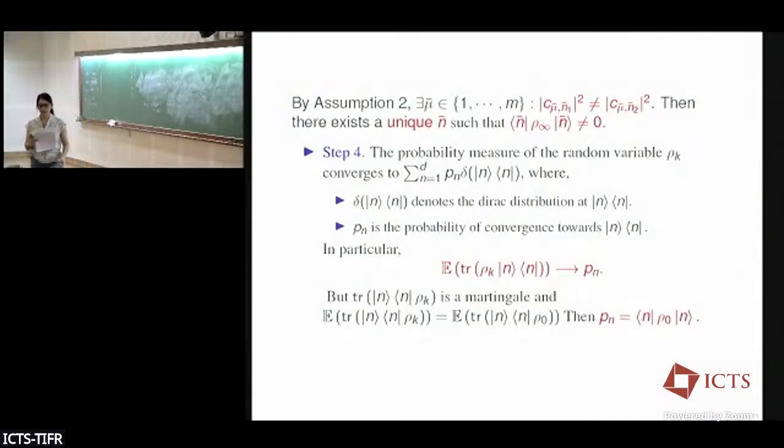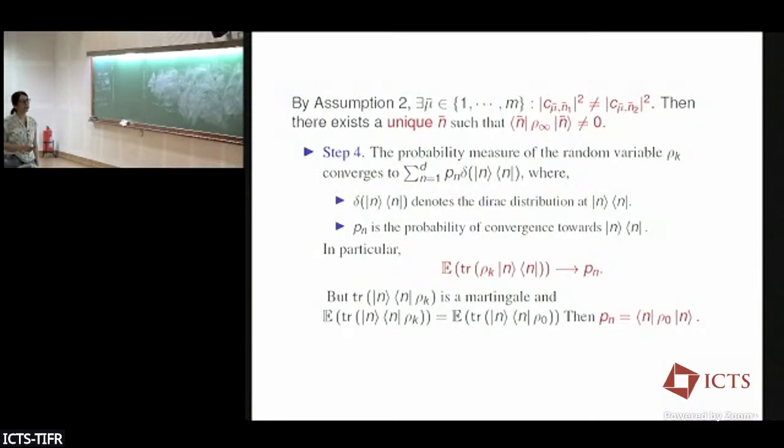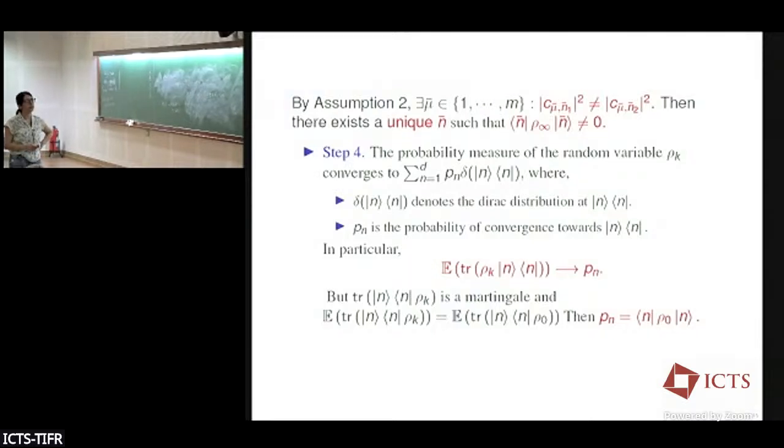So then you can say that the expectation of trace. Up to here, you have shown that the probability measure for the rho k converges to the sum of Pn delta n, right? And Pn is the probability to have the convergence to the state Nn. So now I will use the martingale property. You can say that expectation of trace of rho k and n. If you know the probability distribution, you can show that this converges to Pn, right? This is the probability distribution.